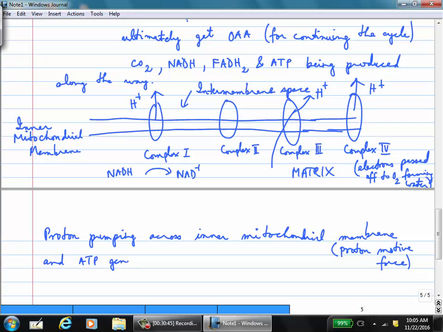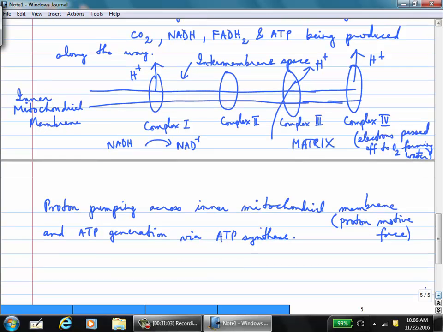And ATP generation via, and what is the name of the enzyme, or the molecular machine, that is going to produce ATP? ATP synthase. Synthase or synthetase?